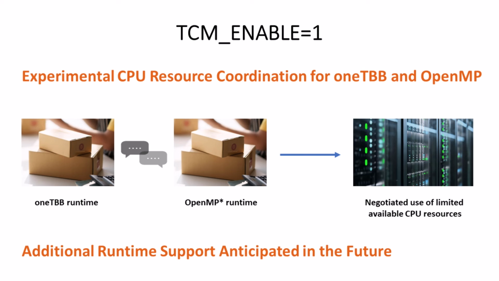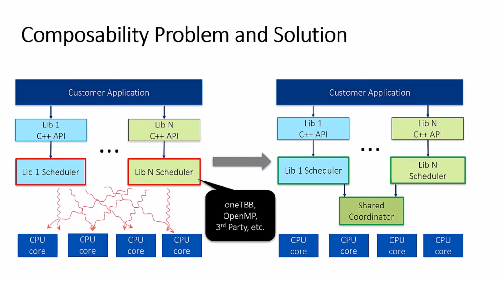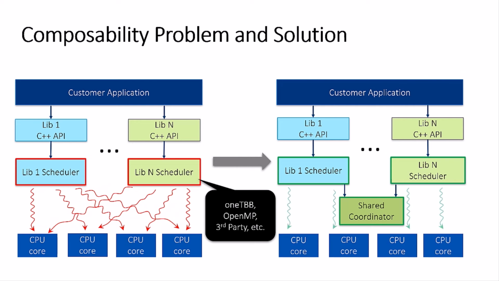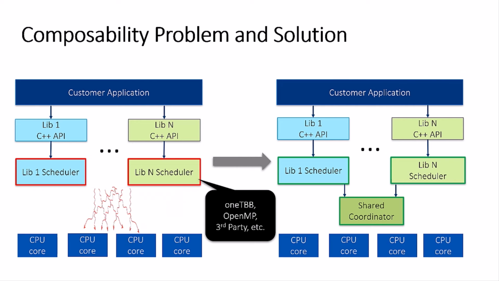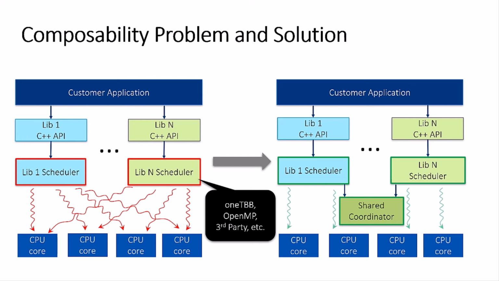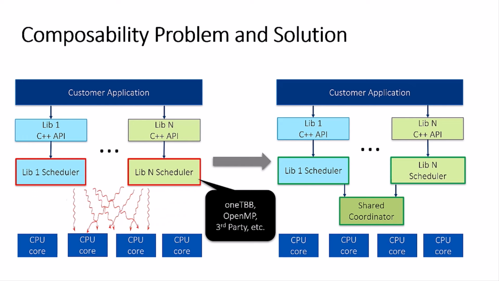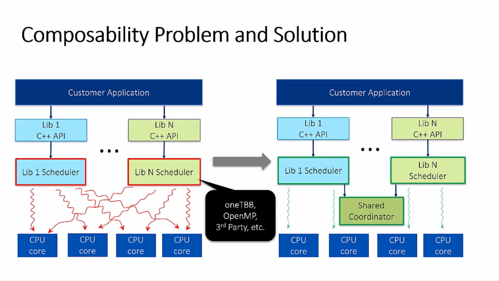With the latest 2021.11 release, oneTBB adds the ability to coordinate resource allocation between the two runtimes for oneTBB and OpenMP, ensuring that available CPU compute engines are used most efficiently to get thread balanced performance from both oneTBB and OpenMP. The environment variable TCM_ENABLE equals 1 turns on the Composability Manager and shared runtime coordinator that untangles the potentially conflicting requests from multiple runtimes and ensures smooth execution.